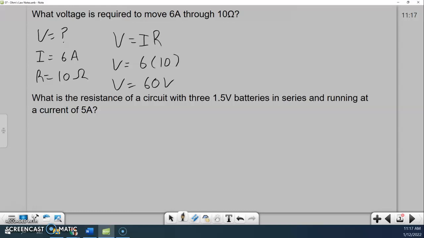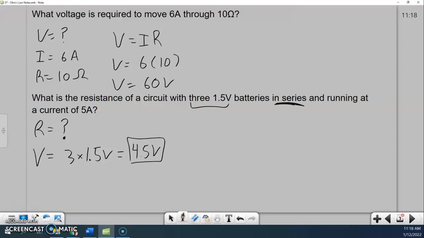Fantastic. What is the resistance of a circuit with 3 1.5 volt batteries? Okay, so let's start with it. What is the resistance? Well, that's what I need to find out. 3 1.5 volt batteries. So I'm going to put them in series, which means they add together. 3 times 1.5. 1.5 plus 1.5 plus 1.5. So I have 4.5 volts in total, and it's running at a current of 5 amps. So I just read the question and wrote down what I knew.